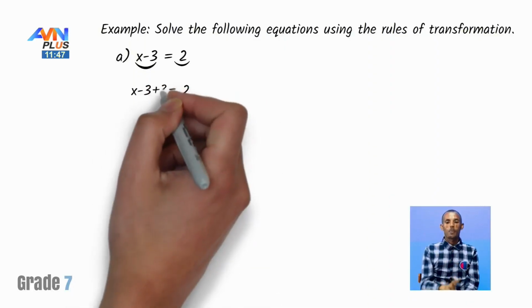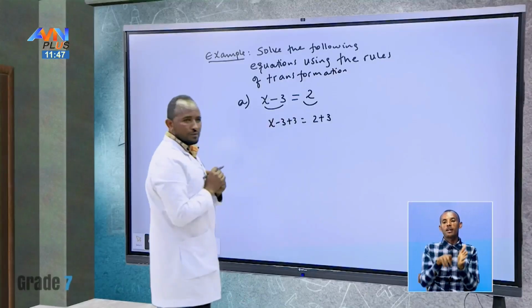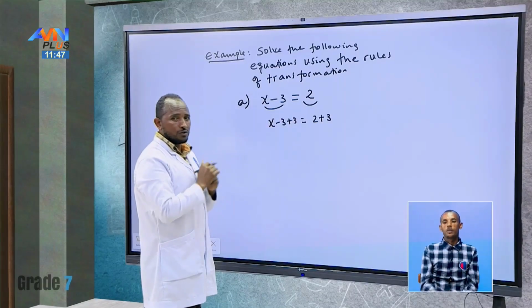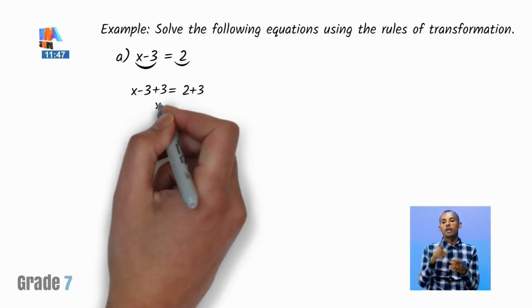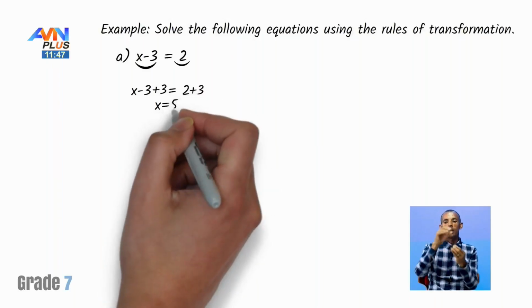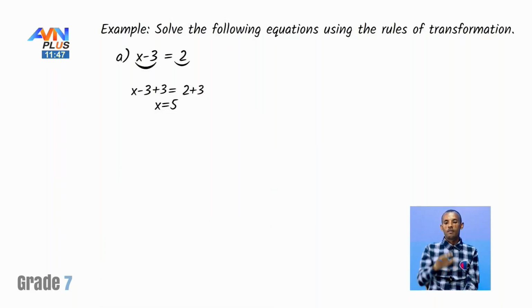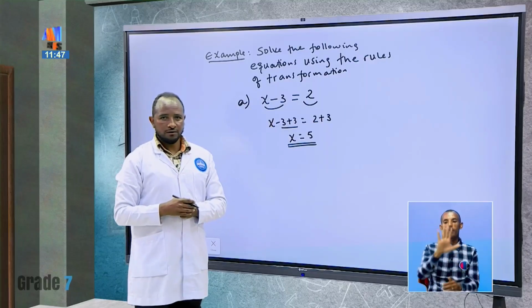So add 3 on this side. Add 3 on the other side as well. You have to add on both sides. So these two are opposites. They cancel out. You'll have x is equal to 2 plus 3, which gives you 5. So the answer for this is 5.